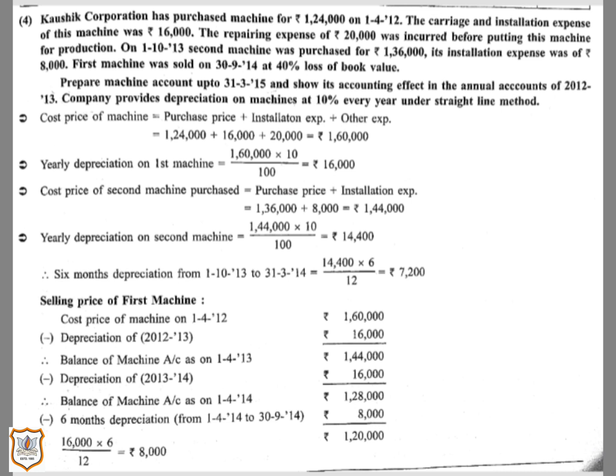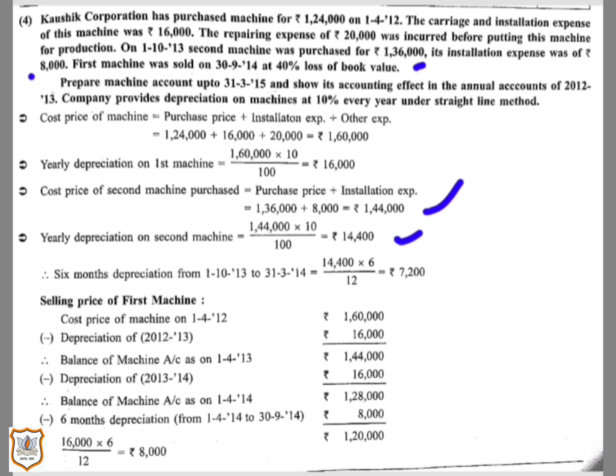Here the cost price of the second machine is rupees 1,44,000, that is purchase price plus installation expense. The purchase price of the second machine is 1,36,000 and installation expense is rupees 8,000. So 1,36,000 plus 8,000 is equal to 1,44,000, that is the cost price of the second machine. Now if we calculate the yearly depreciation, according to 10%, we will get 14,400, that is the yearly depreciation of the second machine.